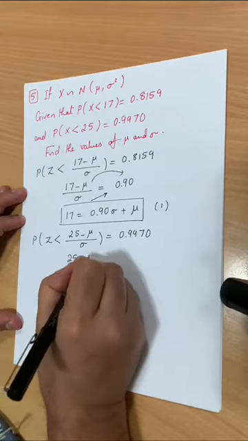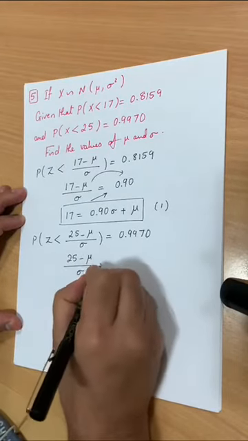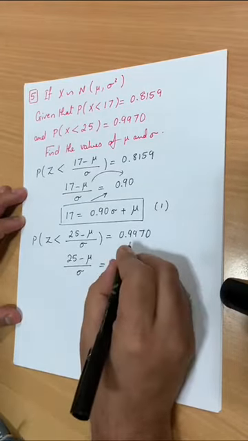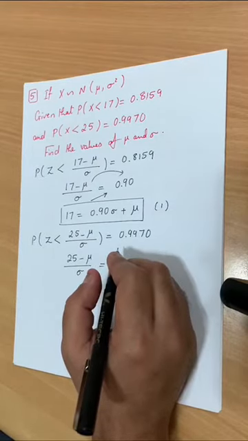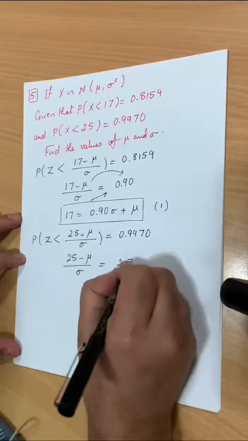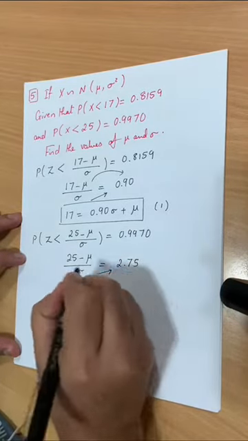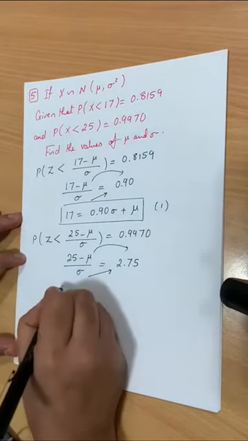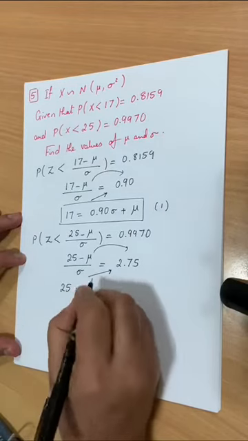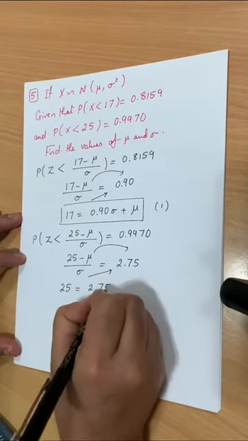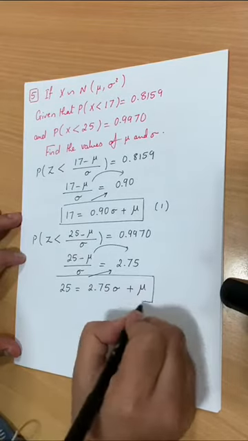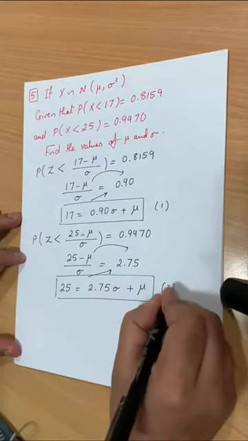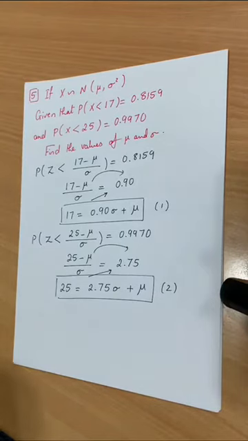(25 - mu) / sigma is equal to 0.9970. So from the table we have to check that it's 2.75. Using cross multiplying and moving mu to the other side, 25 is equal to 2.75 sigma plus mu. Now, using the calculator or solving these two equations simultaneously, we can find the values directly.